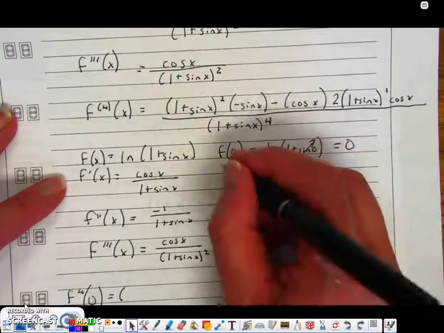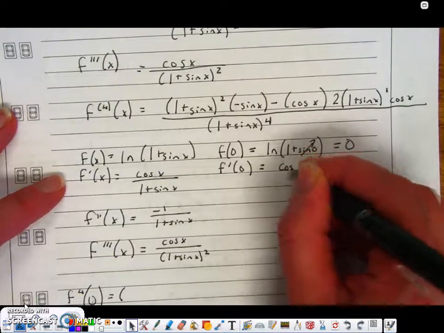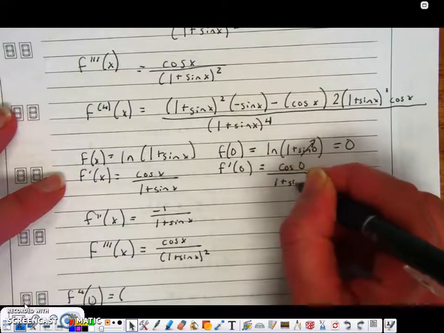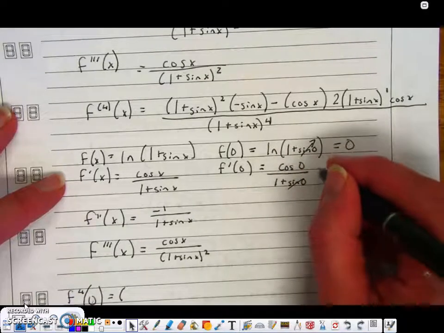Okay. And then we want to know what f prime of 0 is. So this would be cosine of 0 over 1 plus sine of 0. So that would just be 1 over 1, since sine of 0 is 0.